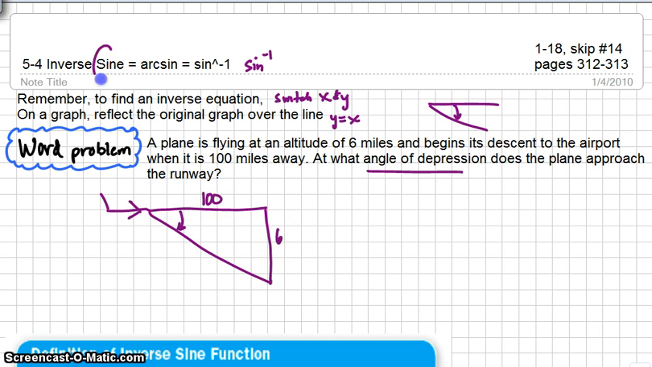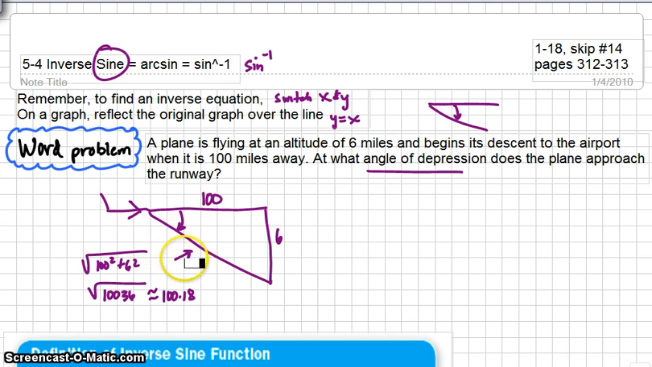Now since we're focusing on sine today, I want you to use the sine trig function to try to figure this out. So we would need to have the hypotenuse value available. Because we need this length, we would have to use the Pythagorean theorem. So we do a squared plus b squared equals c squared. I want to know what just c is, so I take the square root of 100 squared plus 6 squared. So when I do that, I get 10,036. When you do the square root of that, you get about 100.18. So that's the value of the hypotenuse.